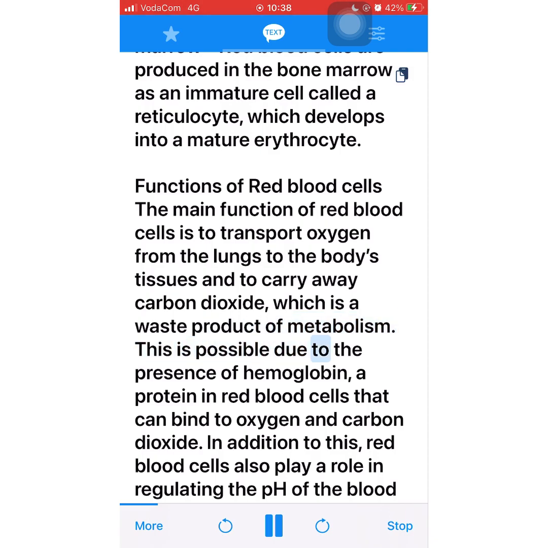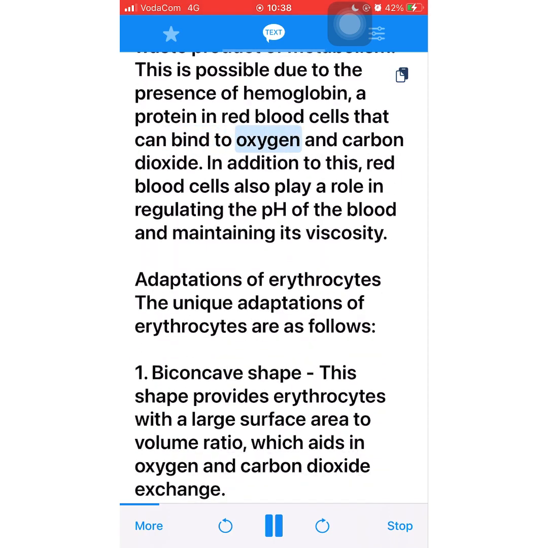This is possible due to the presence of hemoglobin, a protein in red blood cells that can bind to oxygen and carbon dioxide. In addition to this, red blood cells also play a role in regulating the pH of the blood and maintaining its viscosity. Adaptations of erythrocytes. The unique adaptations of erythrocytes are as follows.